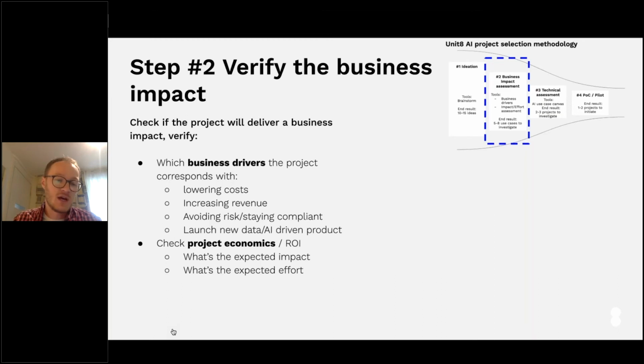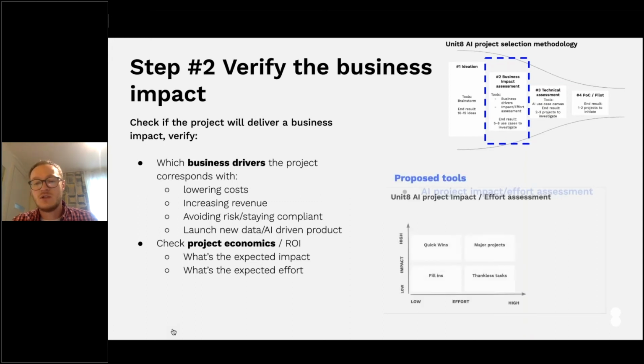And once we know the business drivers, we very often go into the, I would say, more standard project economics and ROI verification, right? So we're trying to understand what's the expected effort, what's the expected impact as well, so that gives us the foundation for the business assessment of the project. And a simple technique that we've been using here is the impact effort assessment, where we're plotting how much business impact we can gain and what's the effort in terms of the team, the time, and the resources that we need to invest.